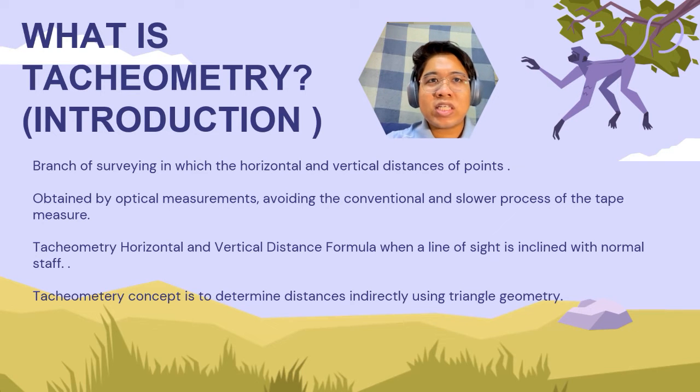The tekimetri concept is to determine distance indirectly using triangle geometry. Tekimetri has two methods, and stadia is one of the methods. Stadia is to establish a constant angle and measure the length of the opposite side. The measurement can be taken with a theodolite transit and the level of a stadia rod. So that is the stadia.